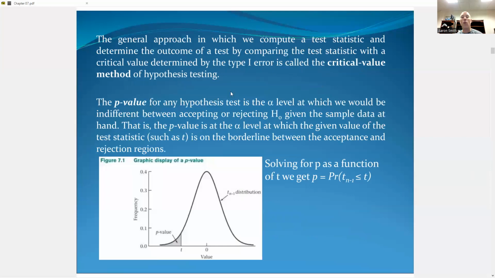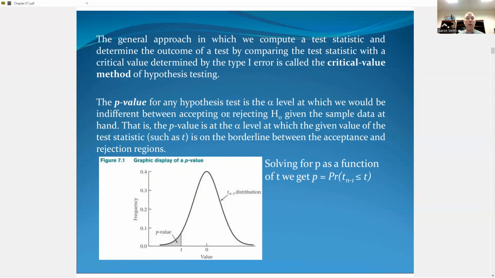The general approach in which we compute a test statistic and determine the outcome of a test by comparing the test statistic with a critical value determined by the type 1 error is called the critical value method of hypothesis testing. The p-value for any hypothesis test is the alpha level at which we would be indifferent between accepting or rejecting the null hypothesis, given the sample data at hand.